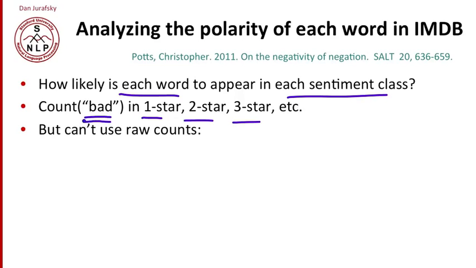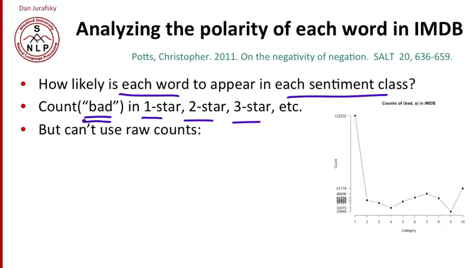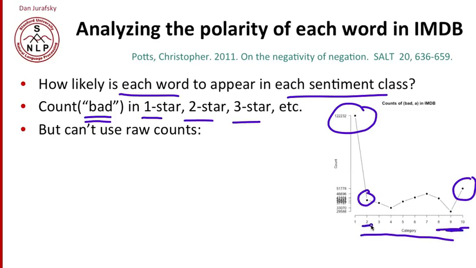And as he pointed out, you can't just use raw counts. Here, this shows you along the x-axis, we look at the different categories, so 1 star, 2 star, 3 star, 10 star. And here's the count of times that the adjective bad occurs. You can see it's mostly in 1-star reviews, but it actually occurs more often in 10-star reviews than in 2-star reviews, which seems like a problem because bad should be really a negative word. But that's because there are just a lot more 9 and 10-star reviews than there are 2-star reviews. It turns out that reviews tend to skew positive.